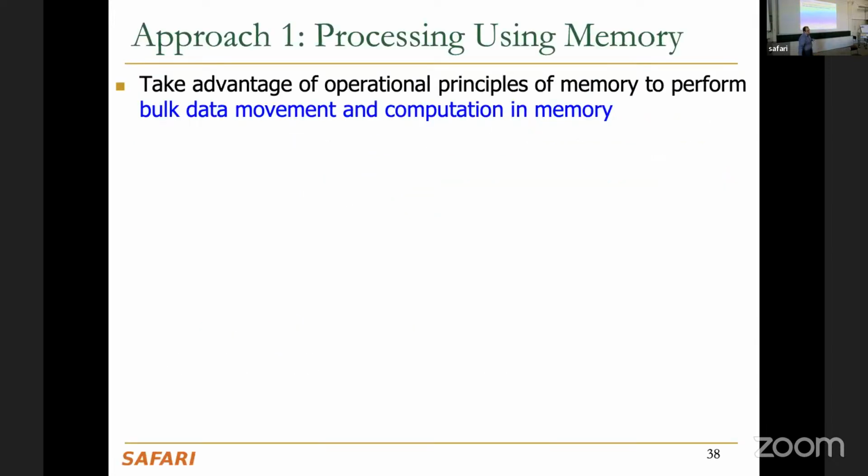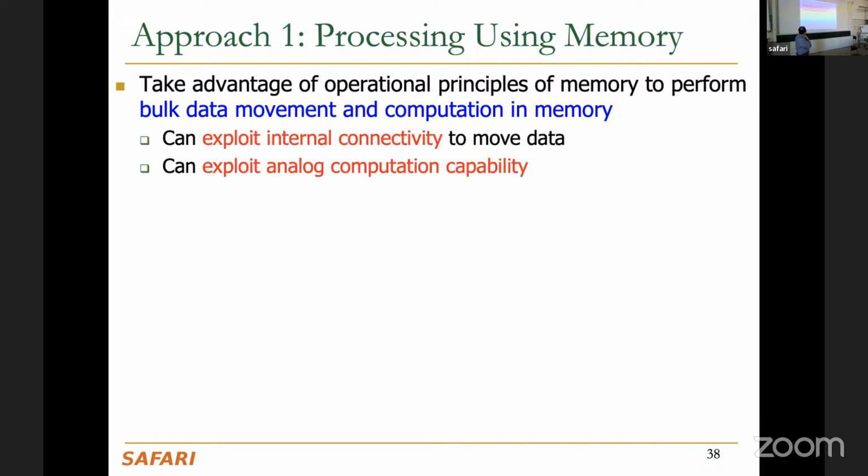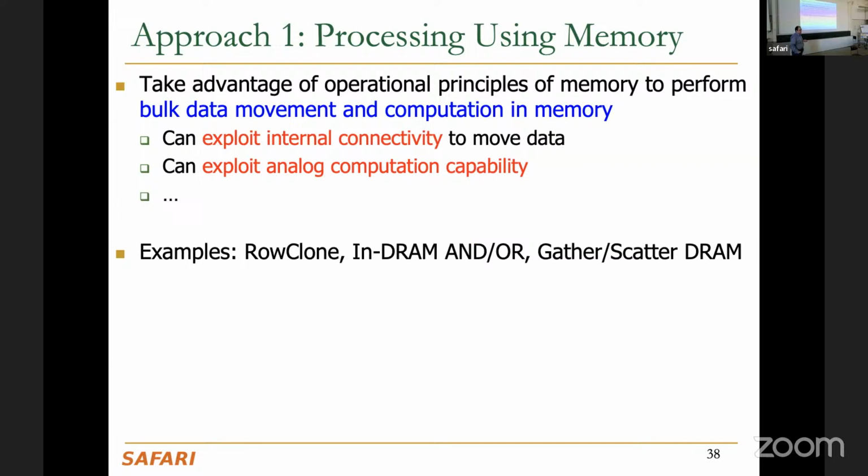So approach one is actually very similar to processing using memory that you have seen last week, I guess. You are already aware of some works that we have done here, like we can exploit internal connectivity inside the main memory, like the DRAM, in order to move data. We can also exploit analog computation capability and so on and so forth. There are many examples that we have done and proposed here.